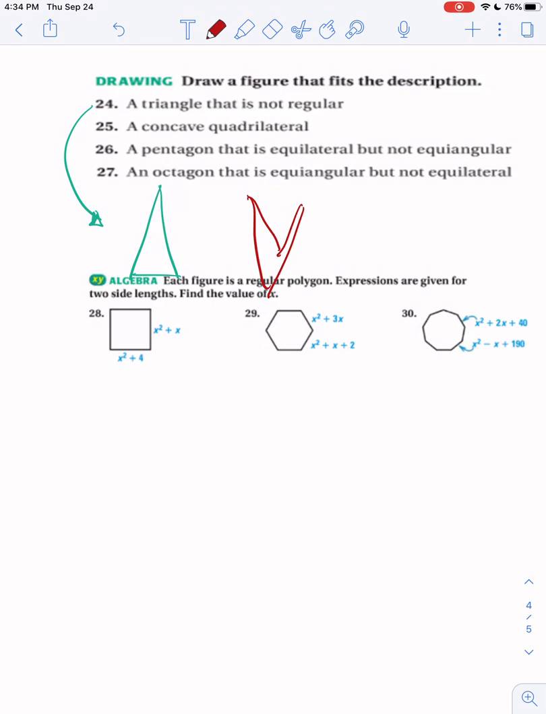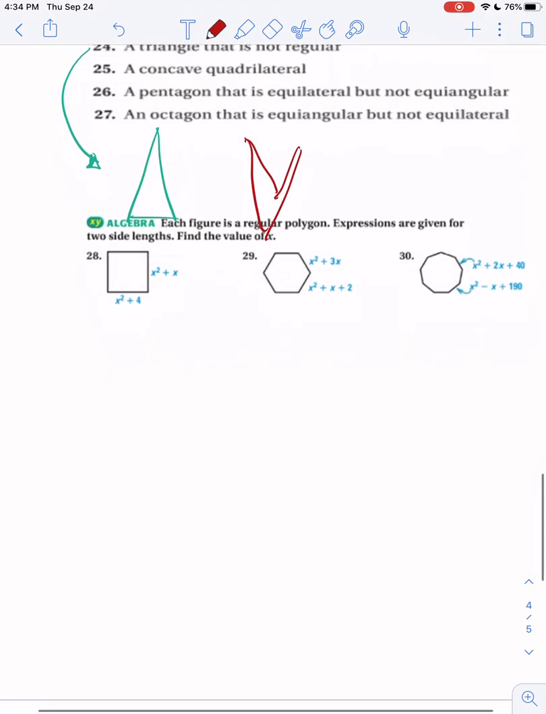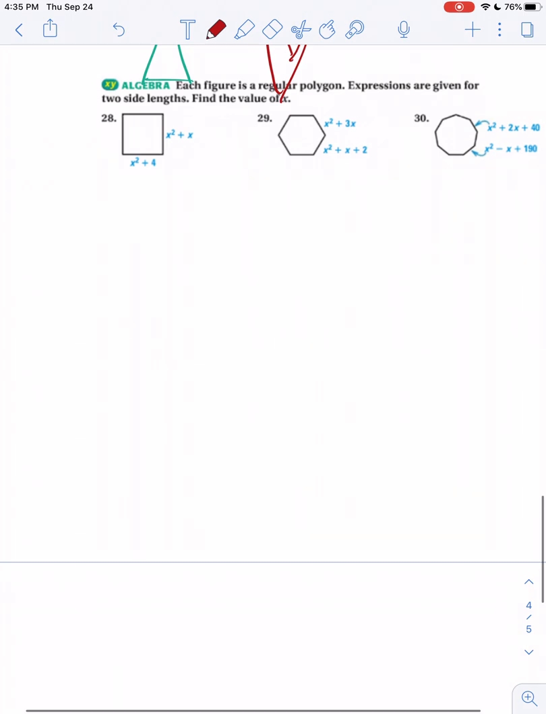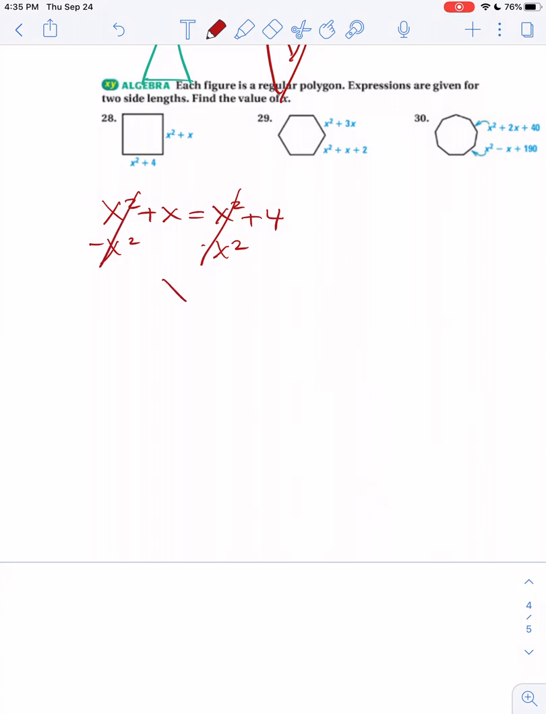Okay. Last section, it says each figure is a regular pentagon. So that means we can set the sides equal to each other. Expressions are given for two side lengths. Find the value of x. So we only have to find x in this case. So we're going to set them equal to each other. Looks like we're going to luck out. Those x squares are going to cancel out. So we get x equals 4, and that's all we need in this case. So we don't have to substitute it back in.